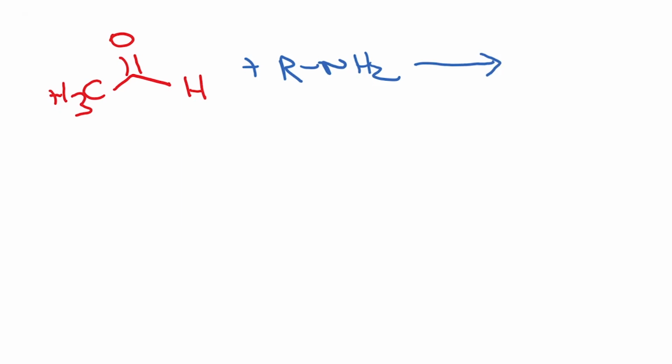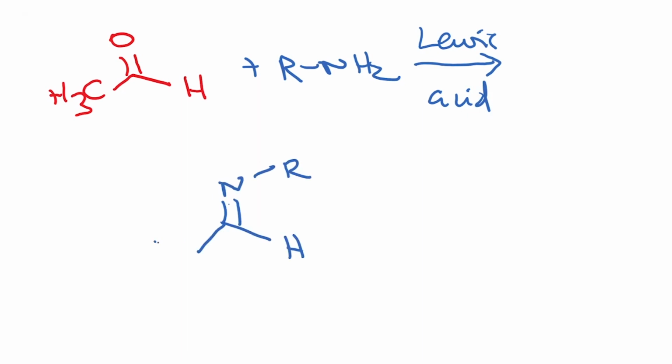So let's revisit this. Let's say we take acetaldehyde and react it with RNH2. Okay, and we can do this in the presence of a Lewis acid, right? This we've already looked at, so I'm not going to spend much time on the mechanism. So let's say this is the kind of product that we expect, and now we have 3 hydrogens present next to the imine.